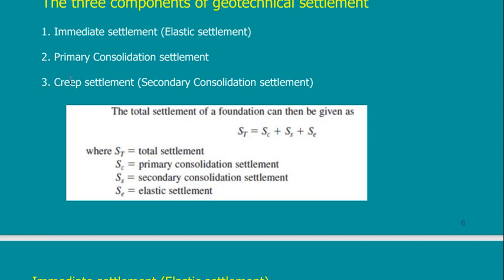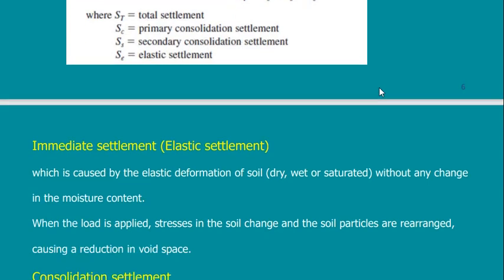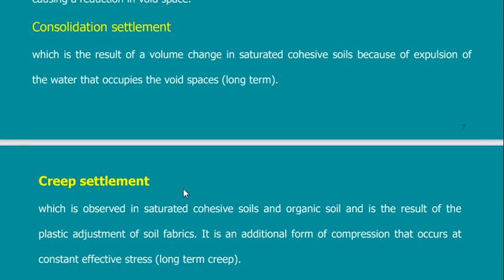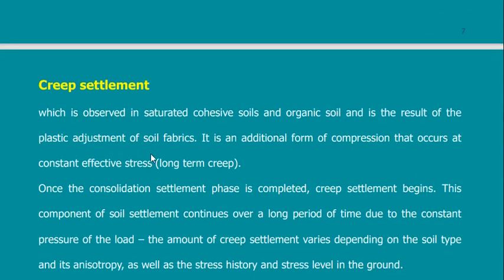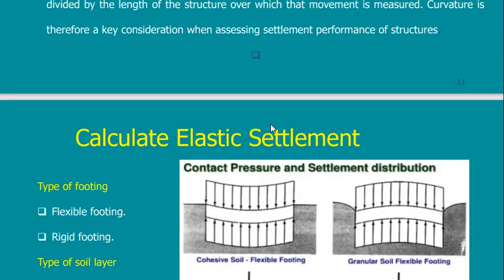So it takes a longer time and the amount is not very considerable, so in many cases we do not calculate the creep settlement, and we just know that creep settlement may happen with time, but it is not very big. So this is the definition of the three types of settlement, and so on.